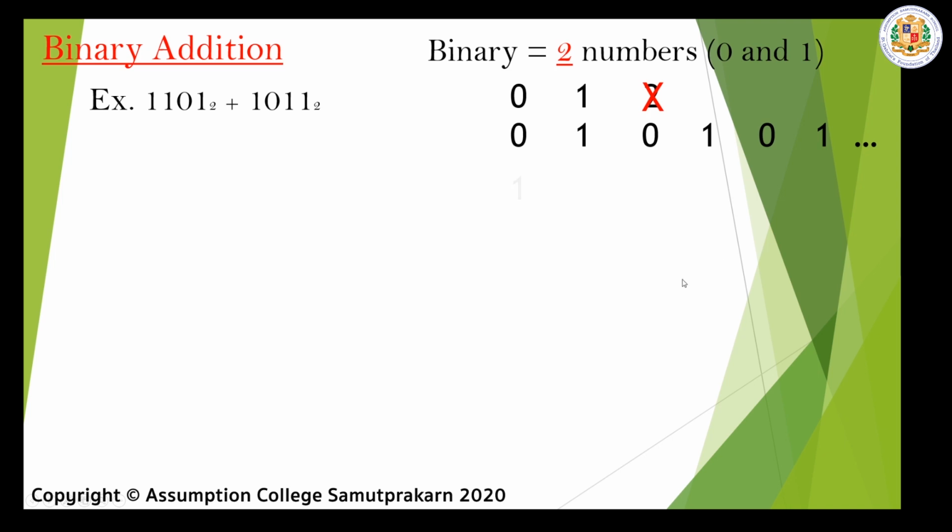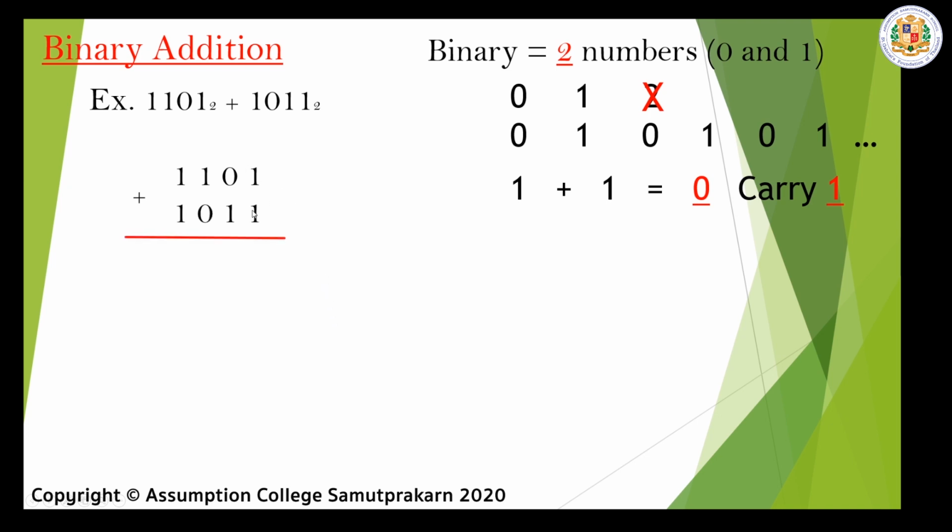Okay, the rule in binary is 1 plus 1 is equal to 0. Why? As I told you a while ago, we cannot put 2, right? Because it only has 0 and 1. So we put 0 instead and we carry 1 to represent a bigger number than 1. Okay, so here's our example.